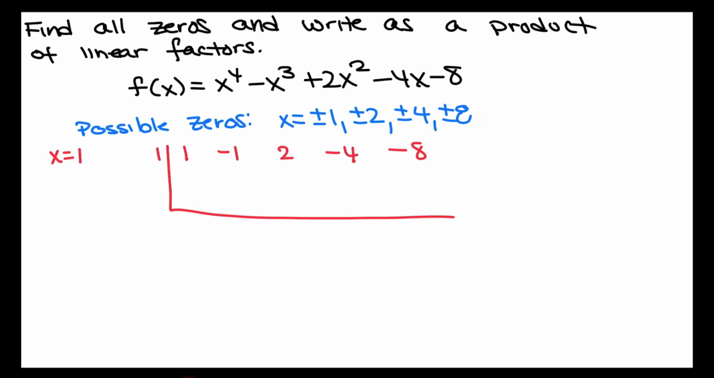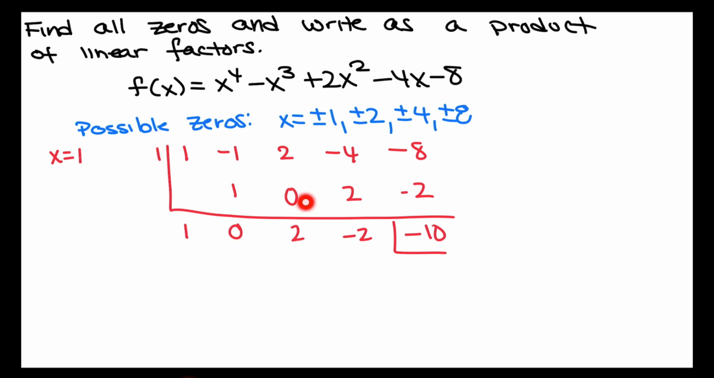I'm going to start by making a guess. I'll guess x equal 1, and I'll use synthetic division to check it out. So I put the coefficients of my polynomial inside the box. I'm dividing by x minus 1. X equal 1 is my 0, so it goes outside of the box. Bring down the first term. 1 times 1 is 1. I add, I get 0.